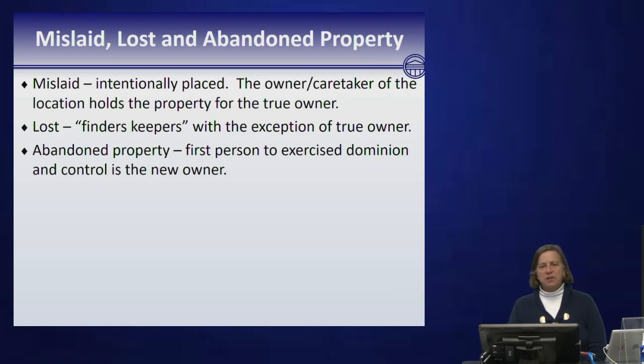Lost property, you know it's lost by the place where you find it. And so let's say you're walking down Brock Commons and you see a $5 bill in the middle of the walkway. That's lost property. You can pick it up and put it in your pocket and keep going. The rule is what you thought when you were a kid probably, and that is finders keepers. Unless you know who the true owner is, or can reasonably ascertain who the true owner is, then you must return it to the true owner. And then, of course, abandoned property. The first person to exercise dominion and control over that property is the new owner.